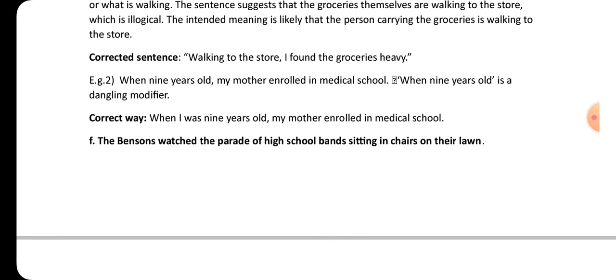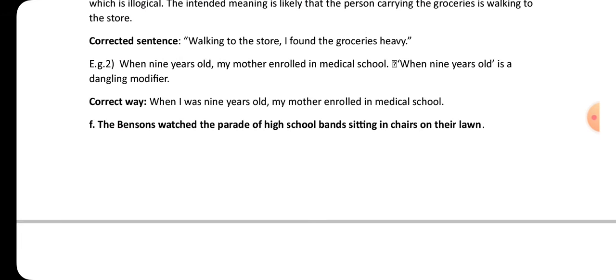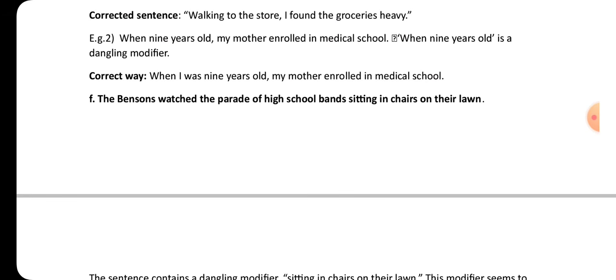Let me give you another example too. "When 9 years old, my daughter enrolled in a medical school." So "when 9 years old" is the dangling modifier. When 9 years old, who was 9 years old? Are you the one, or your mother, or who else? So we can correct it by saying, "When I was 9 years old, my mother enrolled in a medical school."